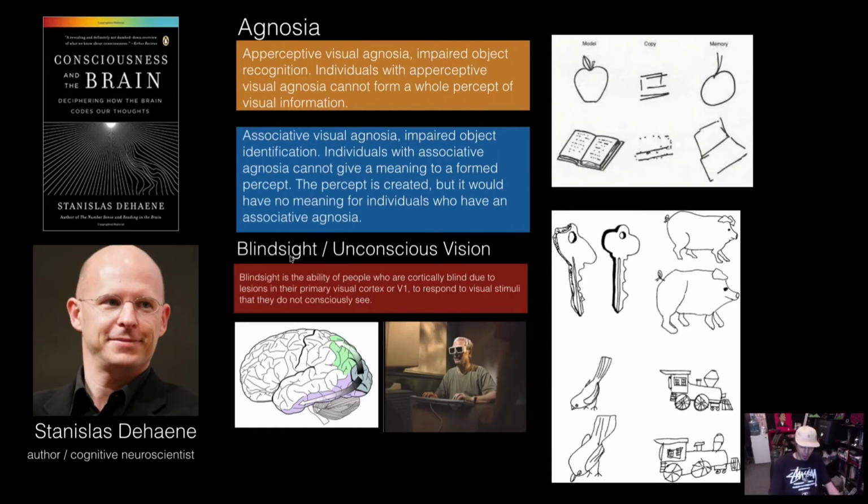And then we have the whole phenomenon of blindsight or unconscious vision. This is the ability of people who are cortically blind due to lesions in their primary visual cortex. They're able to respond to visual stimuli that they don't see. There are some interesting experiments on that you can look up online. Just look up blindsight, unconscious vision. So we're going to move on here to the next slide.